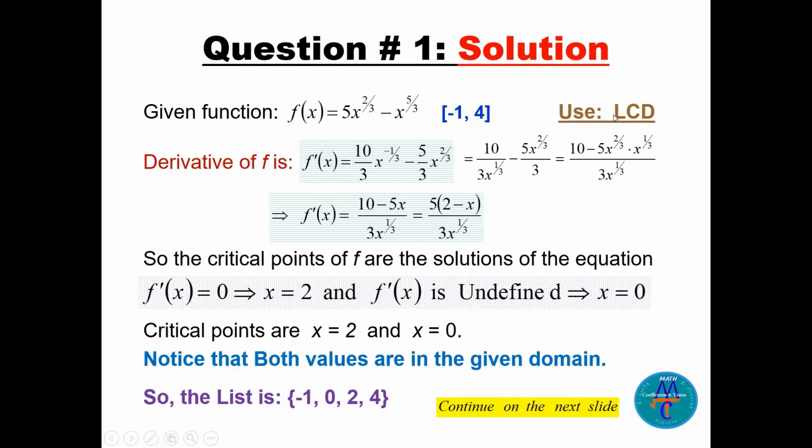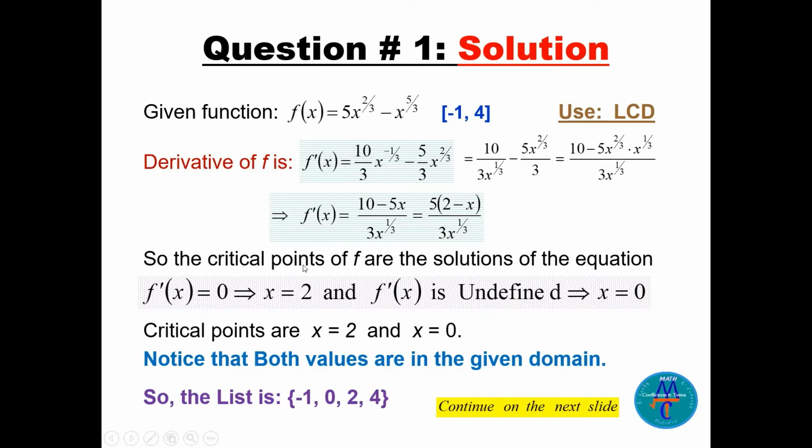Let's find the LCD here. We have to multiply up and down here by x to the power 1/3. See, the same base x, we can add the powers: 2 over 3 plus 1 over 3 is 3 over 3, which is 1. So it will be 10 minus 5x. Take 5 as a common factor. So the derivative f prime becomes 5 times the bracket 2 minus x, divided by 3x to the power 1/3.